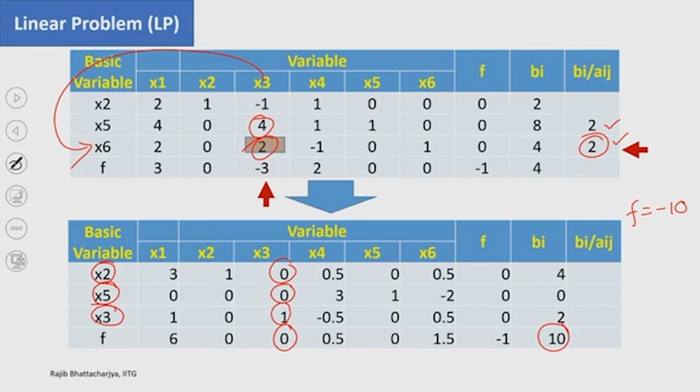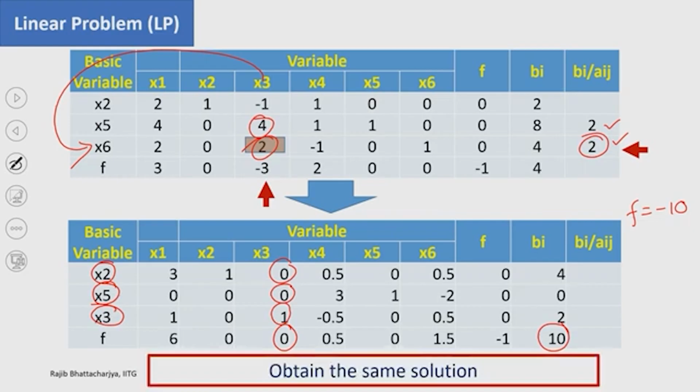So what we can say is that now we are getting an alternate optimal solution. So what are we getting now? We are getting the same solution, is it not? That is x2 equal to 4 and x3 equal to 2. Therefore, the rule says that if there is a tie and both are equal, you can take one of them and you will get the same solution.